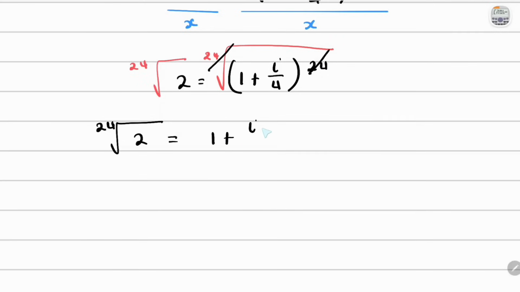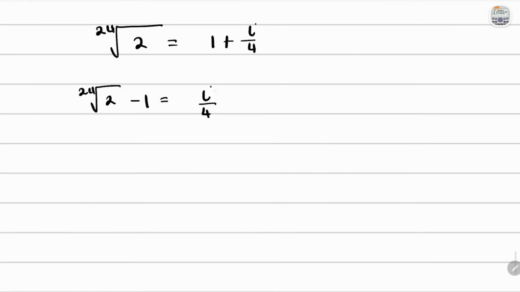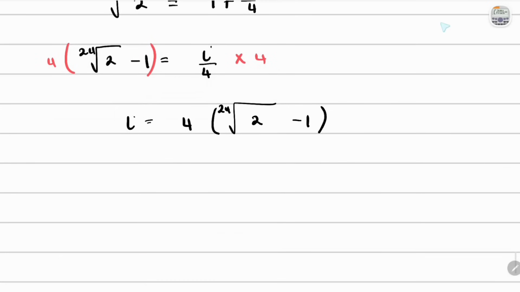So that is 1 plus I over 4, and then transpose the 1. So that is again the 24th root of 2. Then that's minus 1 is equal to I over 4. And finally, we can get rid of this 4 by multiplying both hand sides of the equation by 4. So to find I, we're simply saying 4 multiplied by the 24th root of 2 minus 1. And let's find out what our answer is.